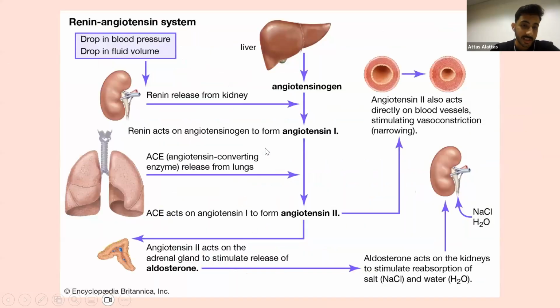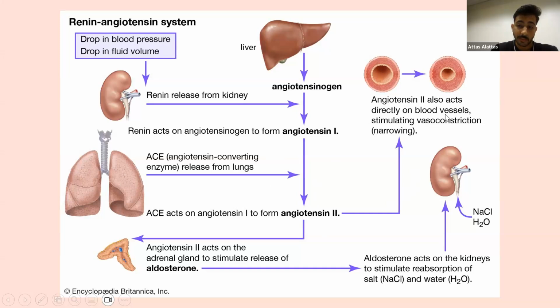Because there is more renin release, the renin will be released from the kidney, and the liver produces a substance called angiotensinogen. Renin acts on the angiotensinogen to form angiotensin 1. Then the lungs release an enzyme called angiotensin converting enzyme. It converts angiotensin 1 to angiotensin 2. Then angiotensin 2 has multiple effects.